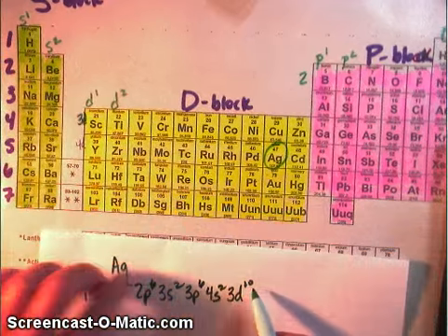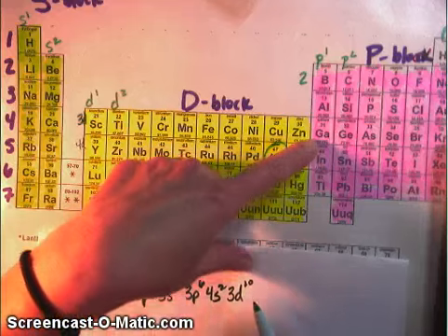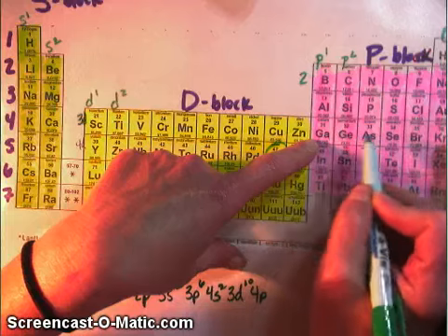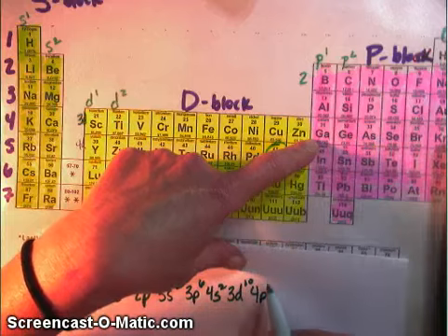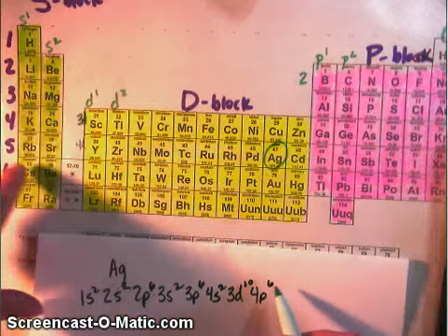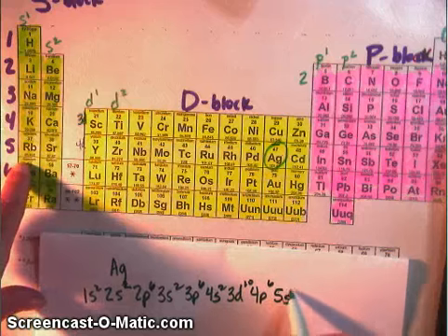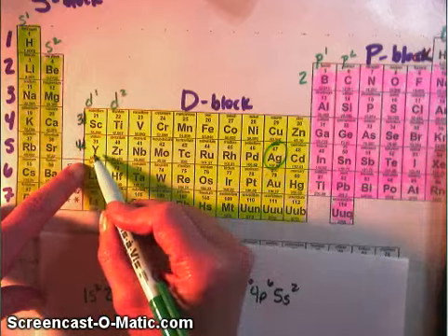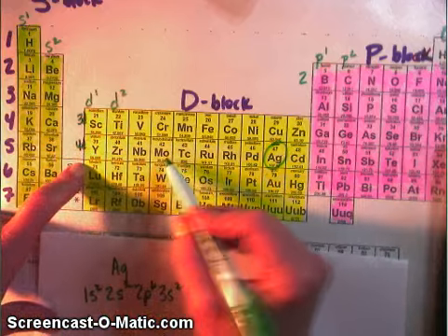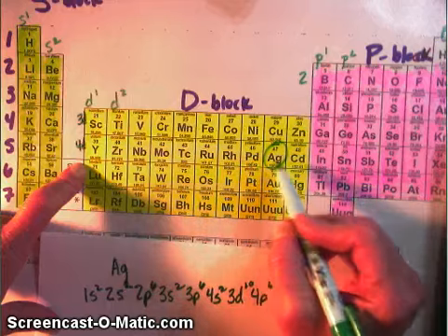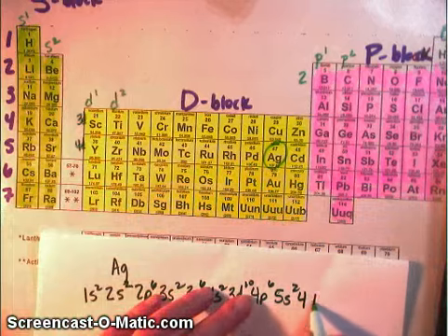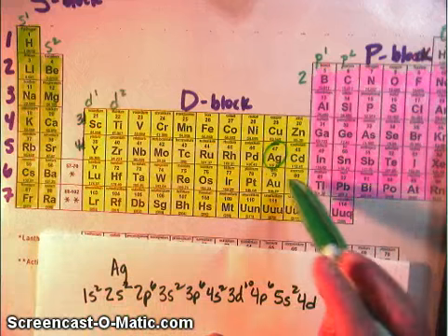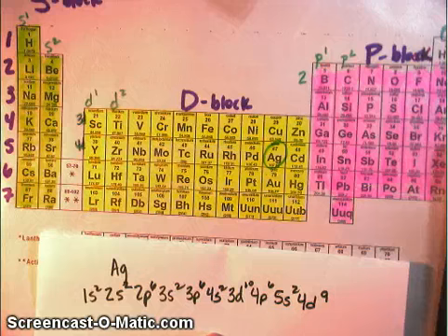So after 3d10, we're going to go back up to 4p, and we're going to count across 1, 2, 3, 4, 5, 6. And then 5s, 1, 2, and then this is going to be 4d, 1, 2, 3, 4, 5, 6, 7, 8, 9. And if we count all these exponents, they should equal 47.